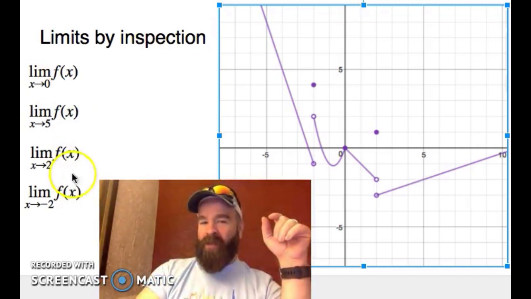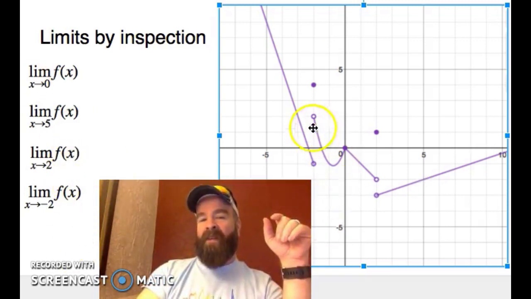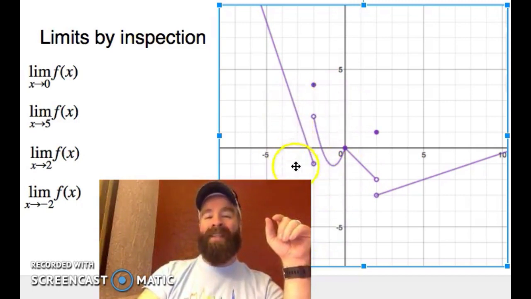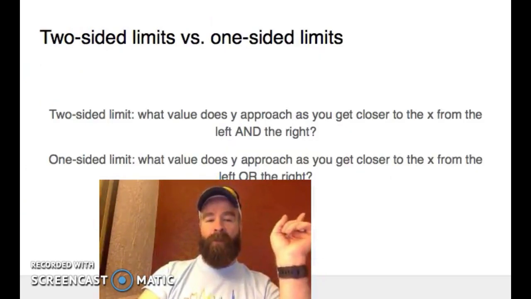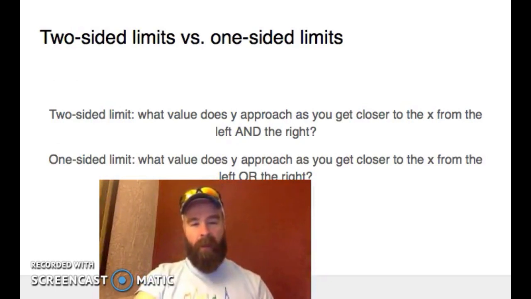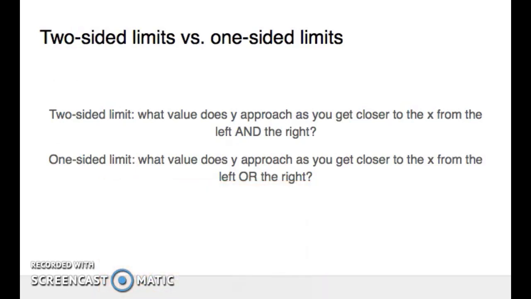Limit as x approaches 2 and negative 2 on this graph, things are happening that are wildly different from the function value at each of these points. So we're going to talk a little about how limits apply there. First of all, you need to know a distinction. And the distinction that we need is between a two-sided limit and a one-sided limit.